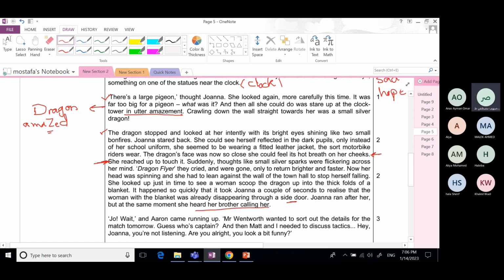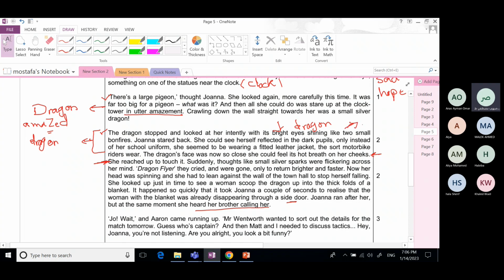Thank you. In this paragraph, there are two amazing incidents that happened. What are they? Number one, in the first part of the paragraph, what description is given? The description of the girl? She could see herself reflected in the dark pupils. Look at the first couple of lines. It says here, the dragon stopped and looked at her intently with its bright eyes. So the description is for the dragon, shining like two small bonfires.